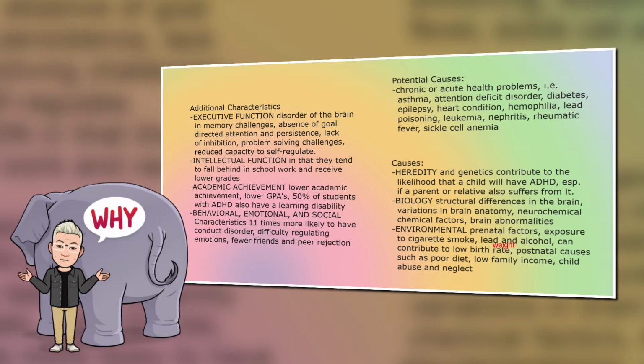Here are some other contributing factors or potential causes. A student might be suffering from chronic or acute health problems, asthma, heart condition, hemophilia, lead poisoning, and also heredity. Genetics can contribute to the likelihood that a child will have ADHD, such as a parent or a relative having suffered from it. And also in biology, their brain might be structured differently, such as a brain abnormality. Under environmental causes, during pregnancy, they might have been exposed to cigarette smoke, lead, and or alcohol, which might contribute to a low birth weight. And also after birth, they might have a poor diet, low family income, or suffer from child abuse and neglect.